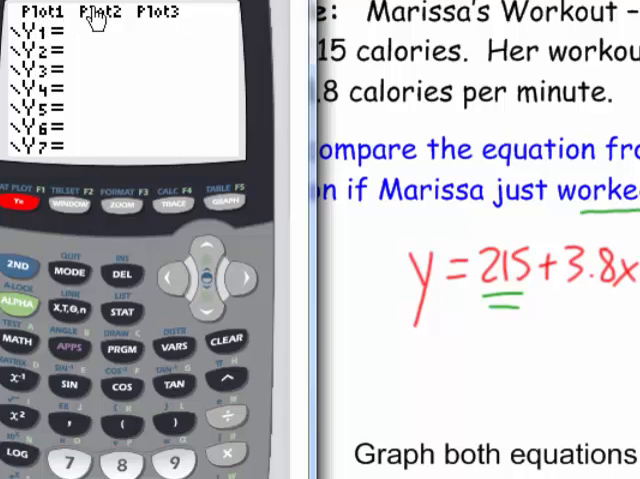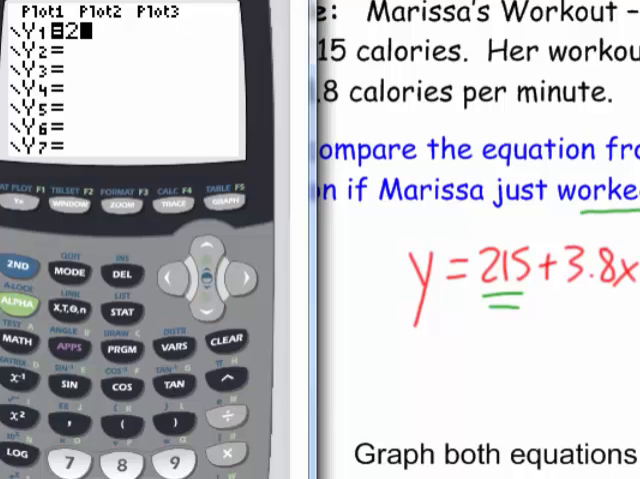And all these plots should be turned off, so make sure those are turned off. If there's a dark spot on them, you just have to go up and hit enter to turn it off. And make sure all these are cleared out. So let's go ahead and type this in. So I got y equals, and I'm going to type in my first equation, 215 plus 3.8x.